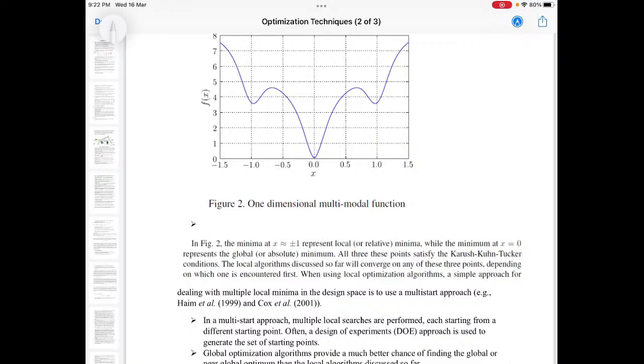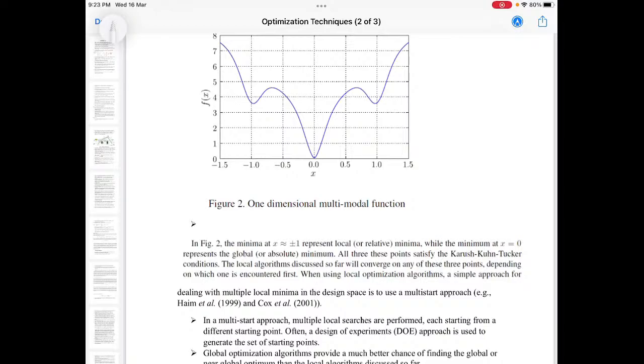And these 3 points satisfy the Karush-Kuhn-Tucker conditions previously discussed. The local algorithms discussed so far will converge on any of these 3 points depending on which one is encountered first. When using a local optimization algorithm, a simple approach for dealing with multiple local minima in the design space is to use a multi-start approach. These approaches can be seen in Haim et al. 1999 and Coax et al. 2001.